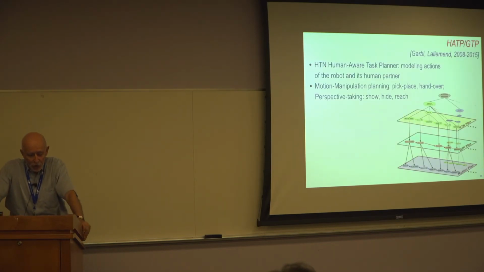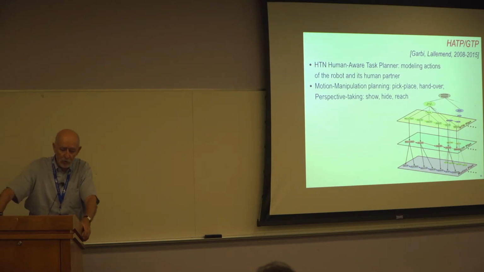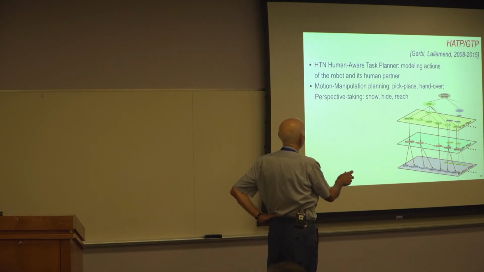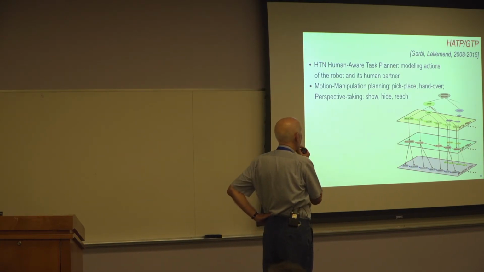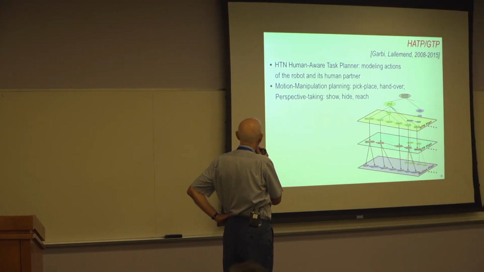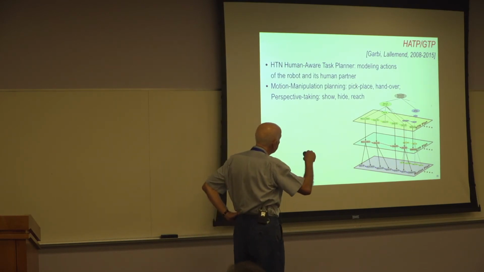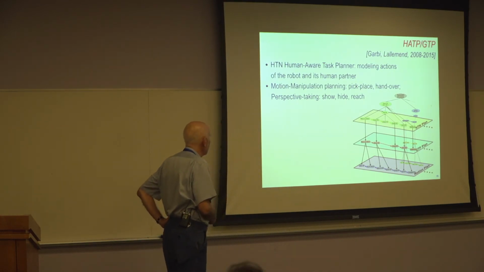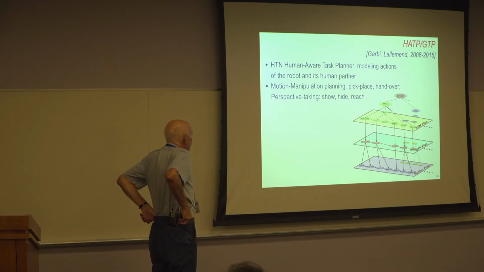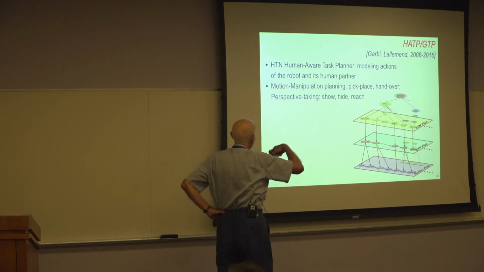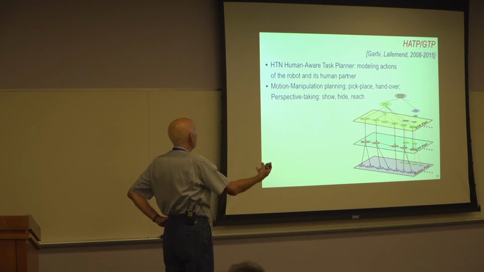Another approach is that of the combination of a hierarchical task planner with a geometric task planner and reasoner. This is HATP, GTP, that was done also in my lab over a number of years by two PhD students, Garbi and Alami, and my colleagues. So basically, you have an HTN human-aware planner that takes into account what a user of the robot may require, and you model your actions of the robot as well as its human partners in order to foresee what may fit with the demanding human partner.